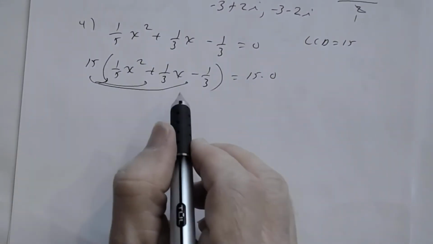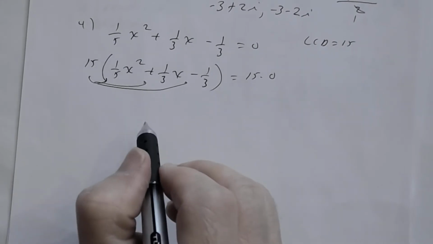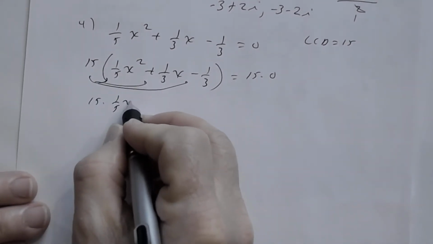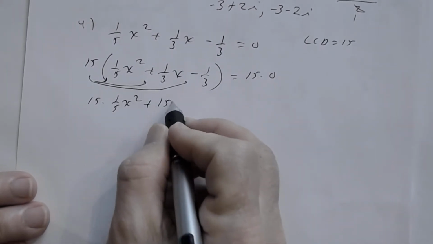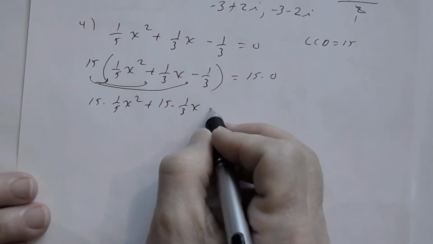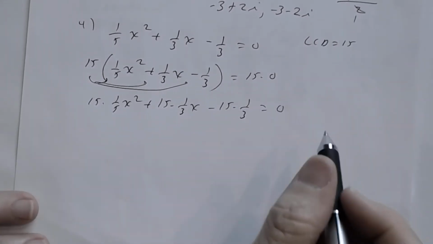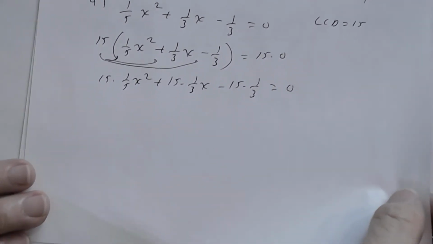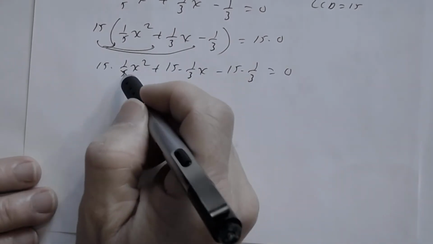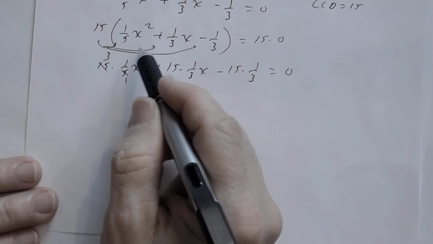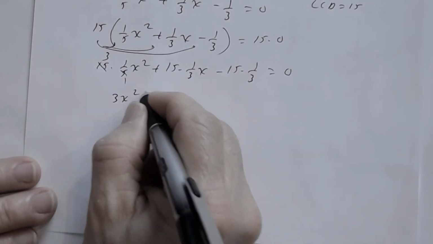You did that in a previous lesson where you had to multiply both sides by the LCD. So when I distribute, I get 15 times 1/5 x squared plus 15 times 1/3 x minus 15 times 1/3 equals, and then 15 times 0 is 0. Now let's reduce. 5 into 5 is 1, 5 into 15 is 3, so I get 3 times 1x squared, which is 3x squared.